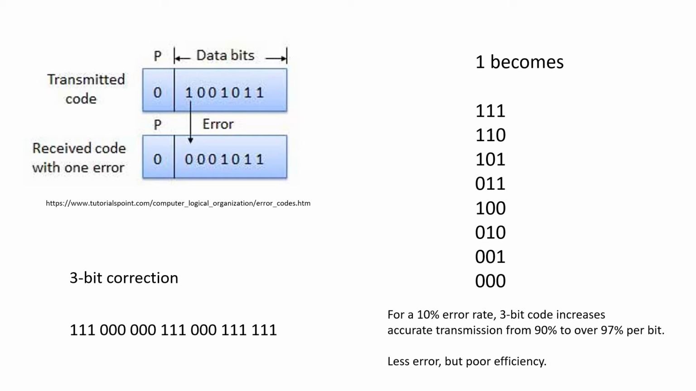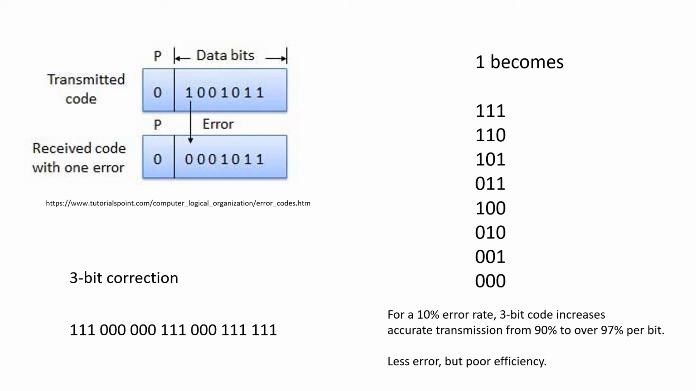For argument's sake, let's say that I have a 10% chance of error. I have a 10% chance that any bit could flip and change from 1 to 0 or 0 to 1. So if I focus on that first bit, which is a 1 in the code I want to transmit, I'm going to instead send you 111. Now that whole code on top would become, instead of 1001011, 111000000111 and so forth, because I've replaced each 1 with 3 ones and each 0 with 3 zeros.